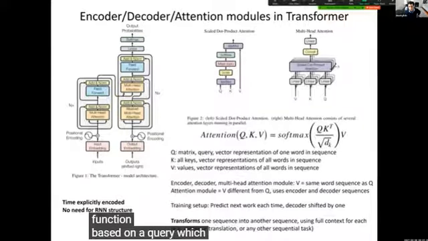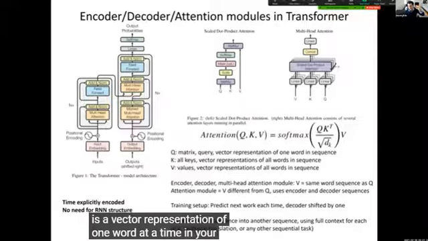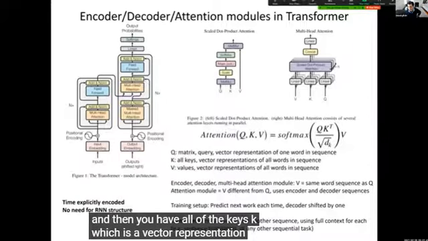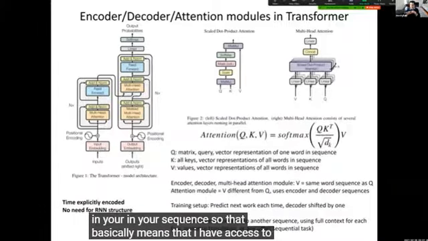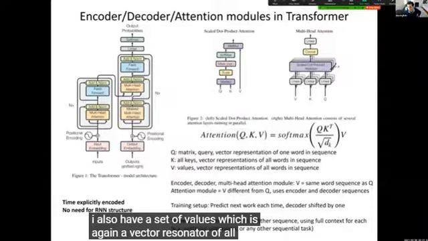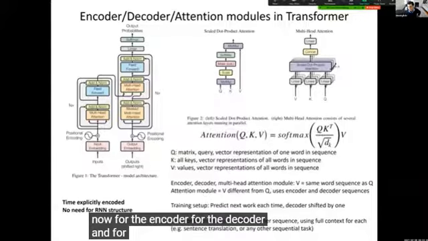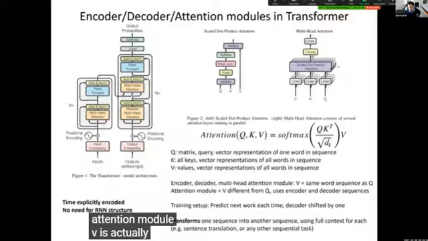based on a query, Q, which is a vector representation of one word at a time in your sequence. Then you have all of the keys, K, which is a vector representation of all of the words in your sentence, in your sequence. That basically means that I have access to the entire sequence at any one time point of prediction. Then I also have a set of values, V, which is again a vector representation of all of the words in the sequence. Now for the encoder, for the decoder, and for the multi-head attention module, V is the same word sequence as Q. So V and Q are the same. But for your attention module, V is actually different from Q.